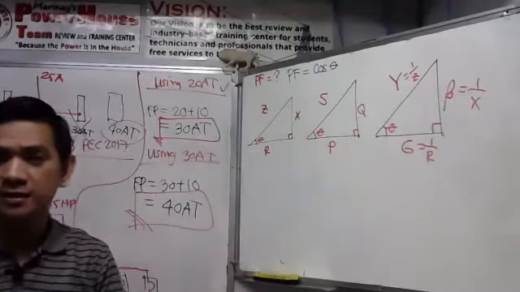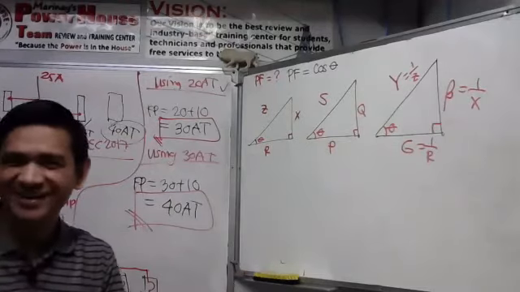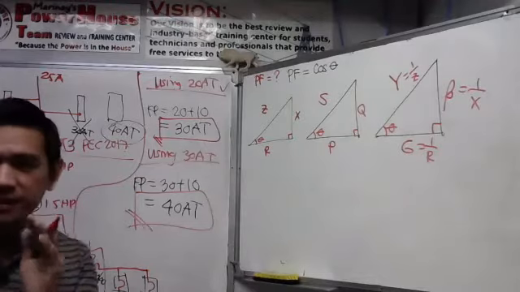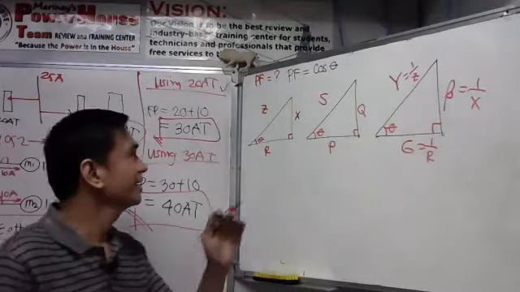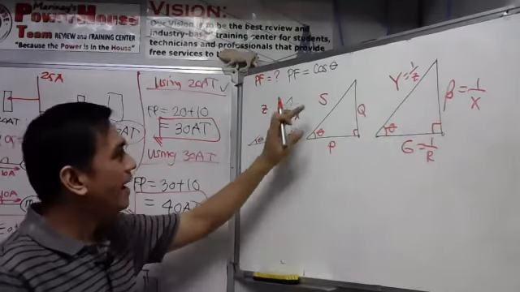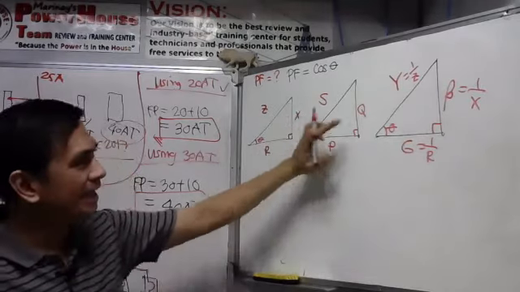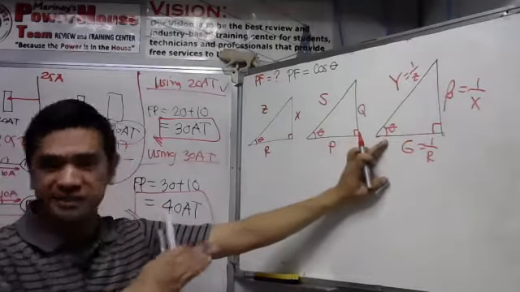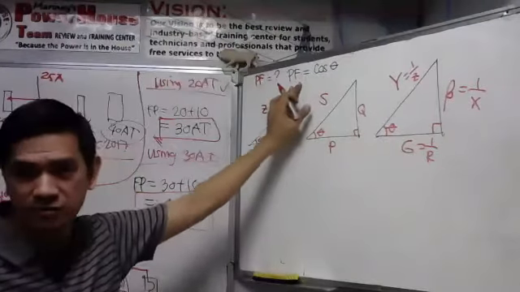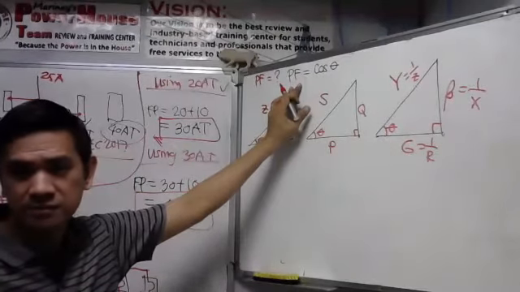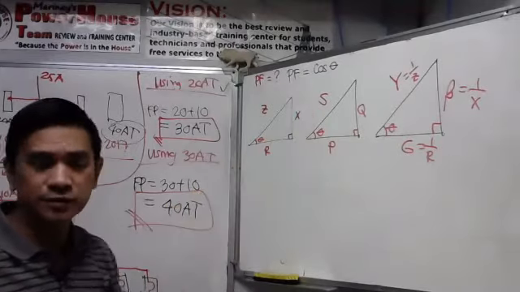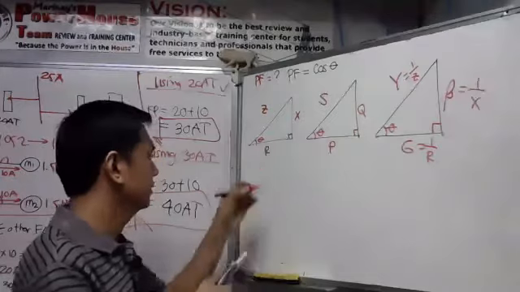Galit kaya ito, sir? Hindi naman. That is what you call emphasis. I have to emphasize these things with you guys. The impedance angle, the apparent power angle, and the admittance angle are all the same. Get the cosine, that's the power factor. That's the power factor. Then there is another consideration about the power factor.